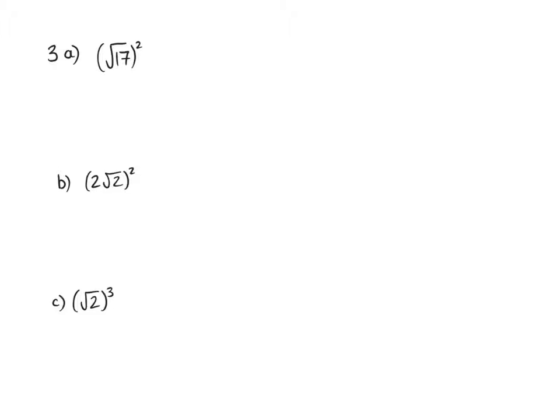Okay, so we're on to question 3. So we have the square root of 17 squared. So squared just means times by itself, okay? So we have the square root of 17 times by the square root of 17.